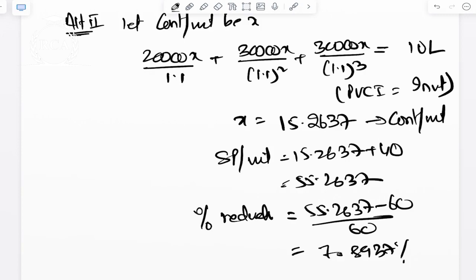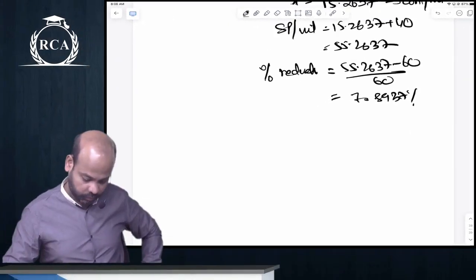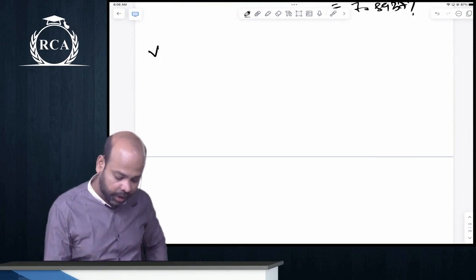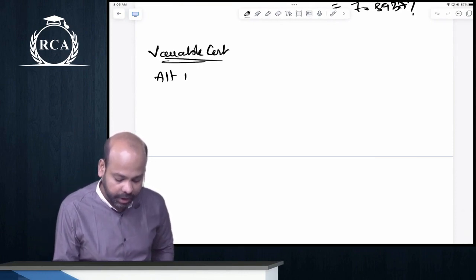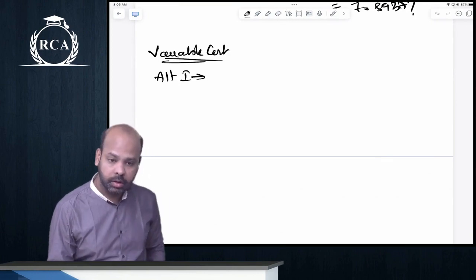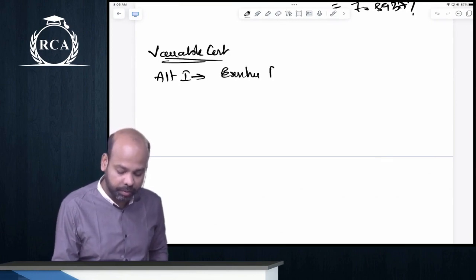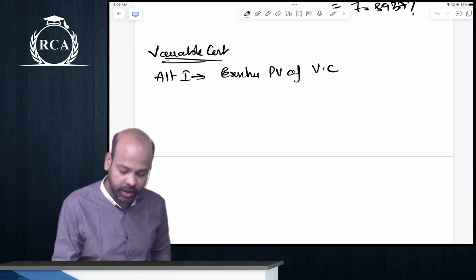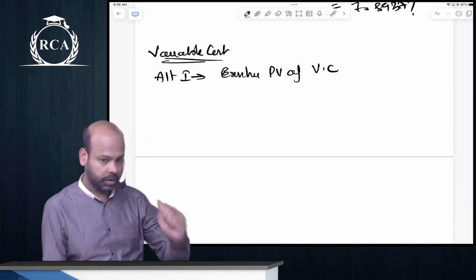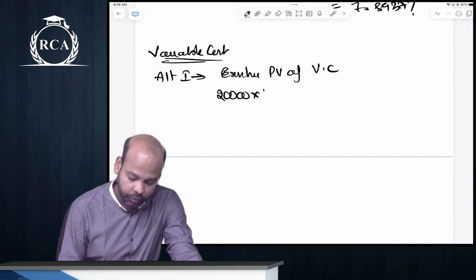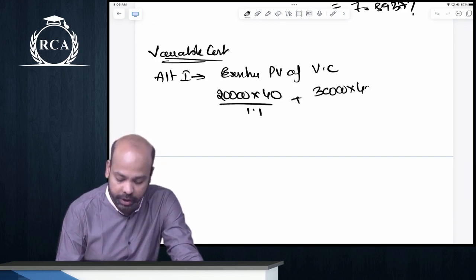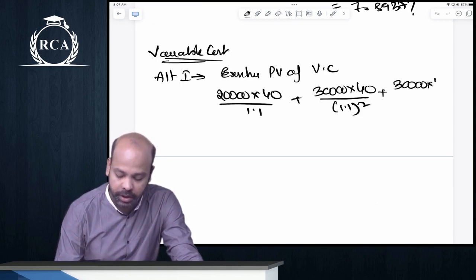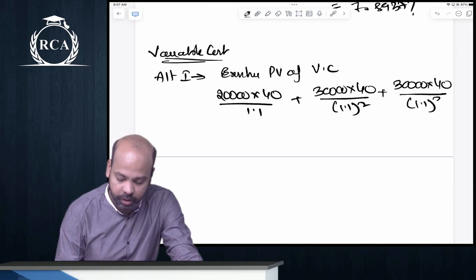Yes, beta. Variable cost, guys, two alternatives. Alternative one, guys, what are you doing? Existing present value of variable cost, beta. How will you compute existing present value of variable cost? 20,000 into 40 divided by 1.1 plus 30,000 into 40 divided by 1.1 whole square plus 30,000 into 40 divided by 1.1 whole cube.